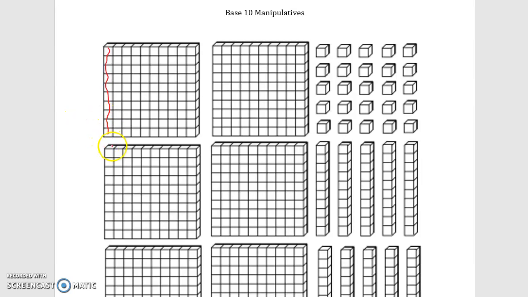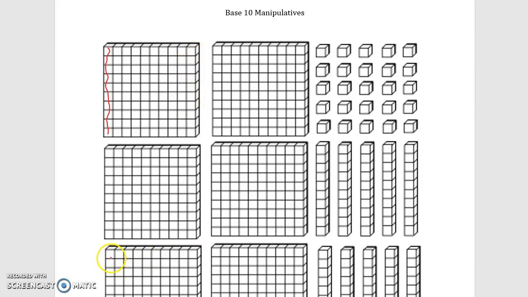Right now we have what is called a 10 block. A 10 block means that you have 10: 1, 2, 3, 4, 5, 6, 7, 8, 9, and 10. You have 10 going across, and let's count up. 1, 2, 3, 4, 5, 6, 7, 8, 9, and 10. So that is a 10 block.